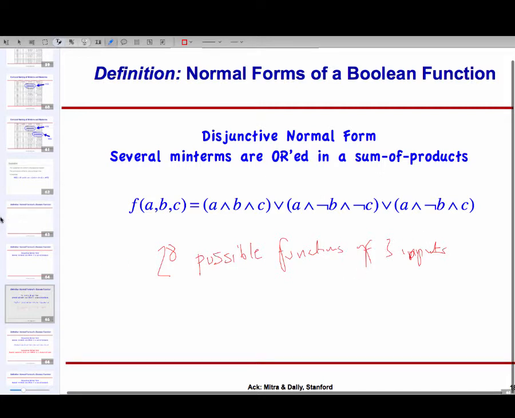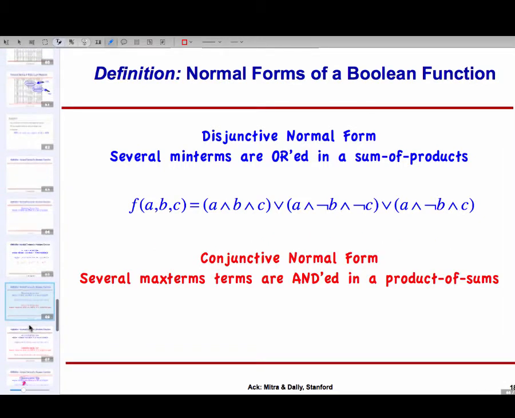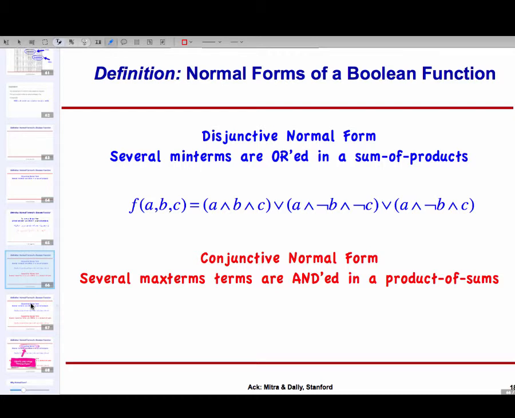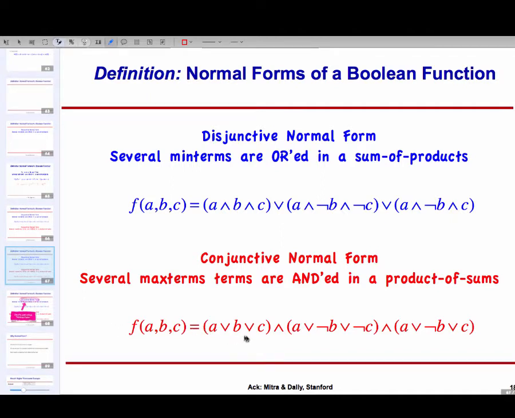So disjunctive normal form is minterms ORed together. As you can imagine, everything has a dual, so there's something called conjunctive normal form. Conjunction refers to AND, so it's basically several maxterms which are ANDed together. And this is referred to as product of sums. Product is the AND part, so I'm multiplying or ANDing a bunch of sums, a bunch of OR things. So for example, f of ABC being A or B or C, and A or not B or not C, and so on and so forth.